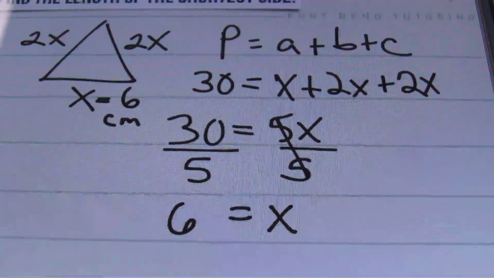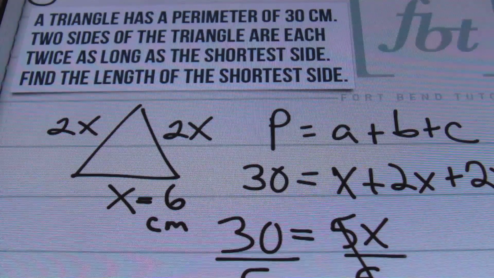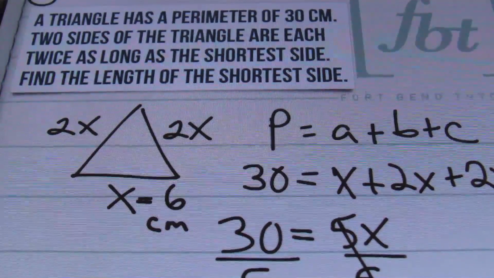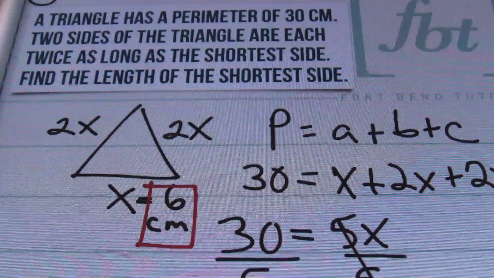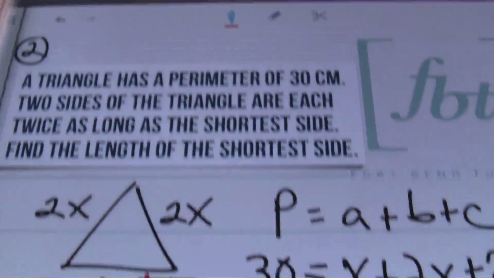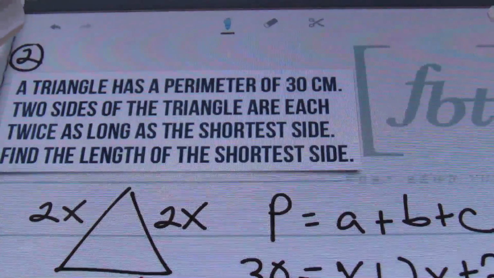All right. And let's make sure that we're answering the question here. It says to find the length of the shortest side. Well, my short side is 6, so that's going to be my answer. That's it. Let's go ahead and put a red box around that, ladies and gentlemen. 6 centimeters is the result. Okay? And that's it. Problem number 2. Done and done. All right, let's keep it moving.